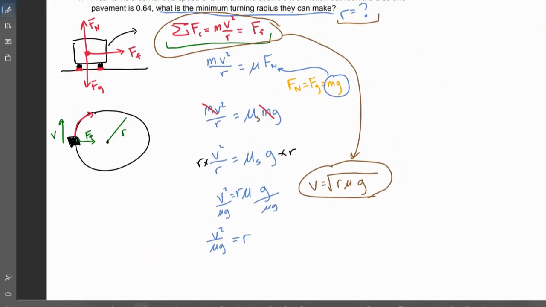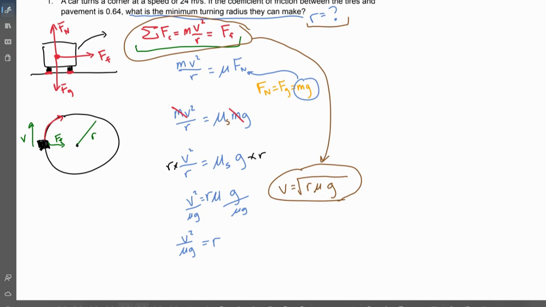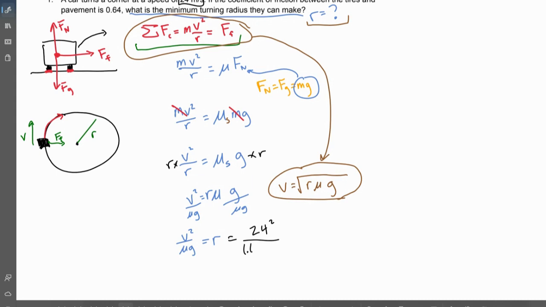Okay, then the problem, I believe, has some numbers here. So our radius is going to equal velocity. We're moving at 24 meters per second. So 24 squared over coefficient of friction is 0.64. So mu is 0.64. And then g, always 10, at least on Earth. I don't know of any other planets that have cars.